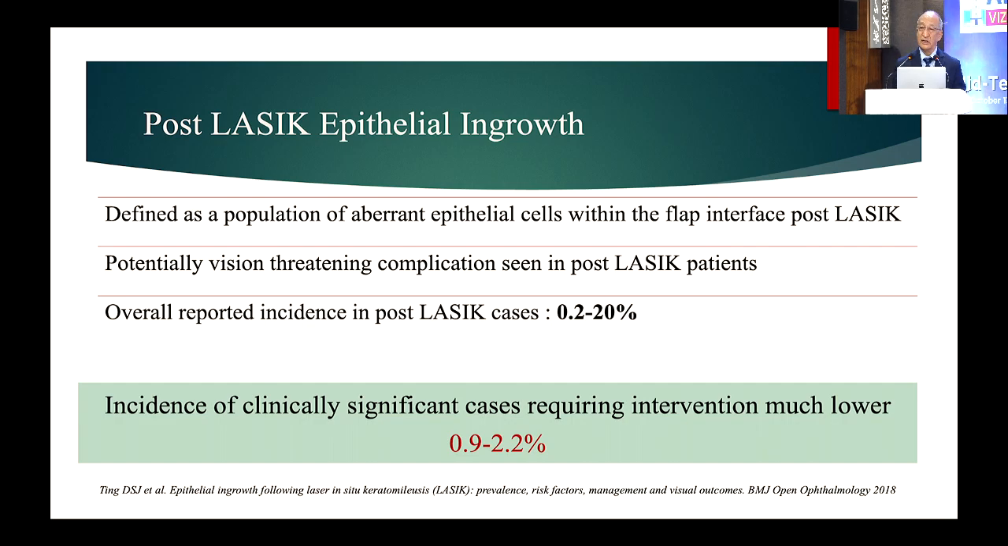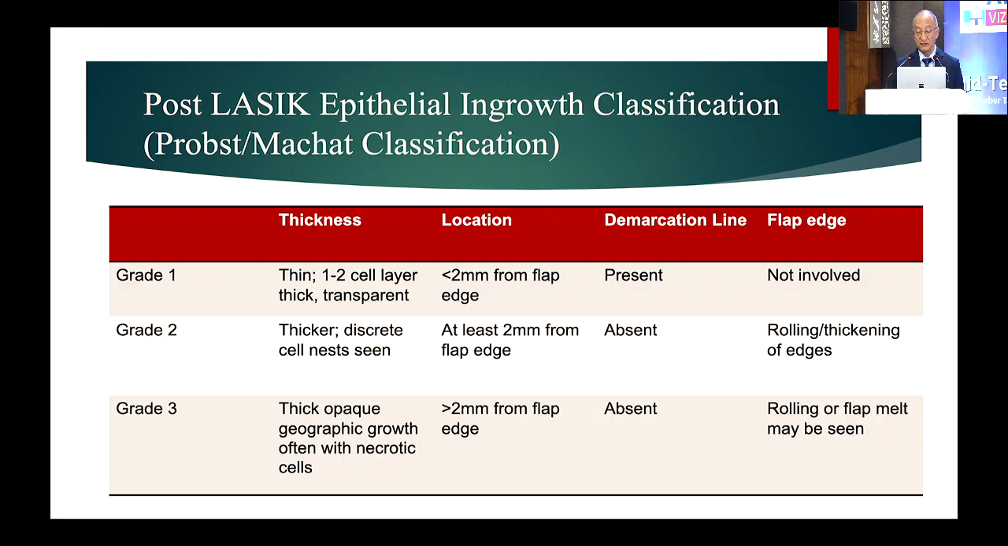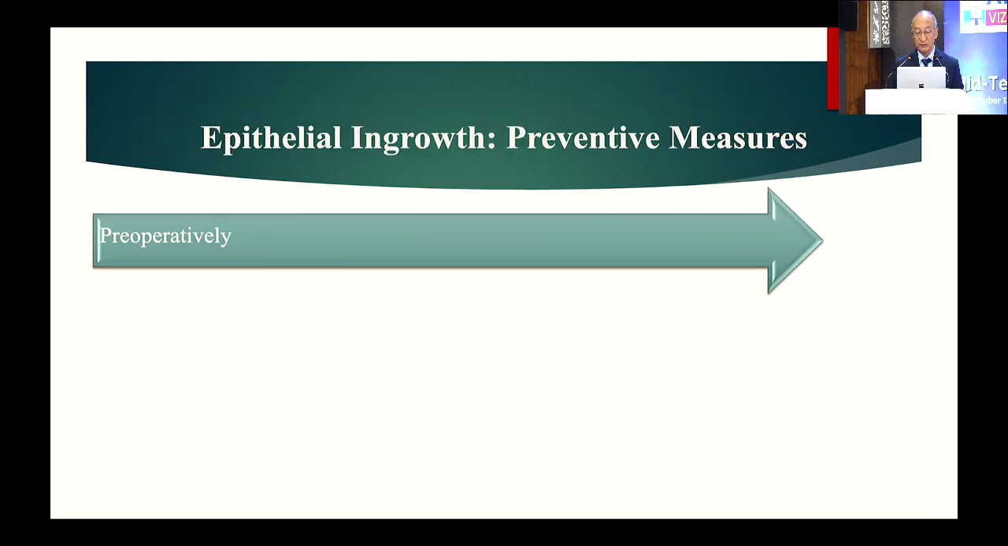With the femtosecond laser flap making and a SMILE procedure, things have decreased significantly in these cases also. And these ingrowths can be graded depending on three areas: the thickness, location, demarcation line, and the relation from the flap edge. In that way, you can divide them into various grades. If you have a grade 2 and 3, that is more significant and may require a surgical intervention.